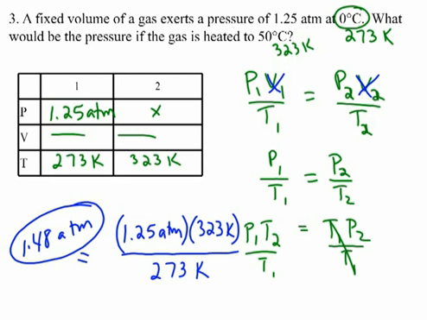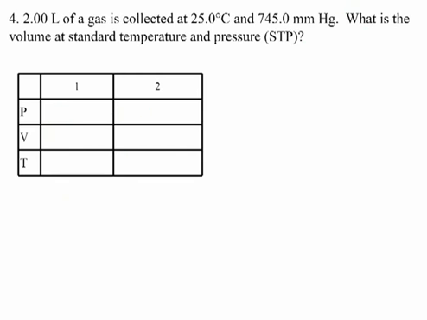Now notice in each of these problems we had one variable staying constant: one problem where volume stayed constant, a second problem where temperature stayed constant, and a third problem where pressure stayed constant. In our final example for this video lecture, we're going to see that none of the variables remain constant. We have 2.00 liters of a gas. It's collected at 25 degrees Celsius and 745 millimeters of mercury. What is the volume at standard temperature and pressure?